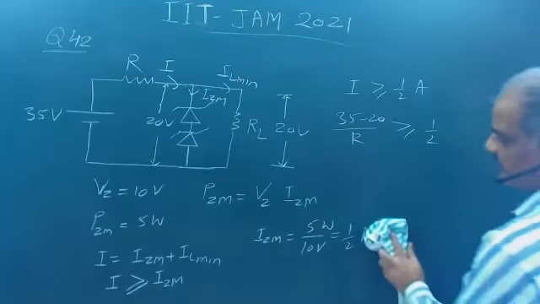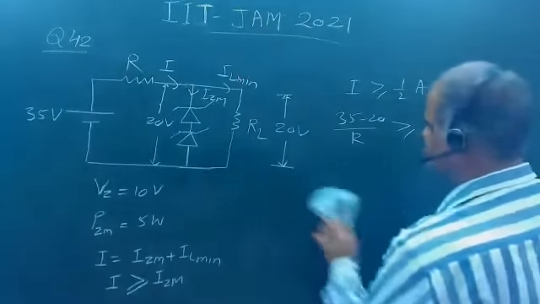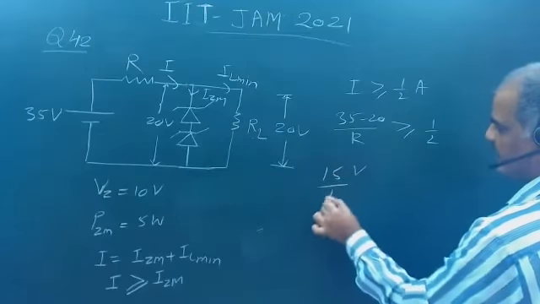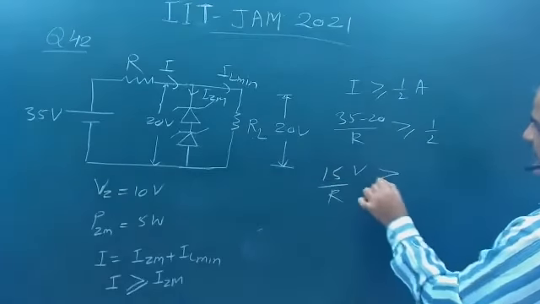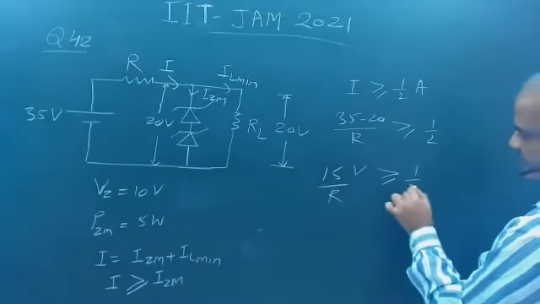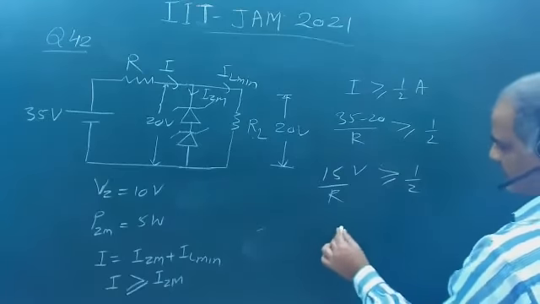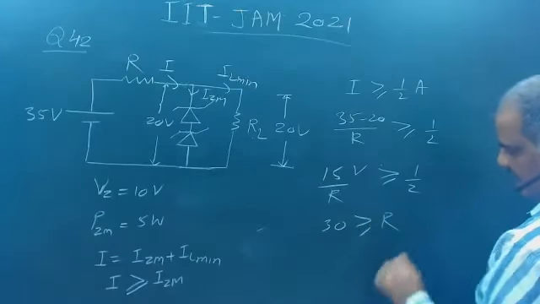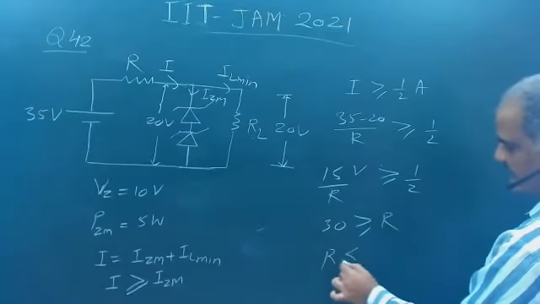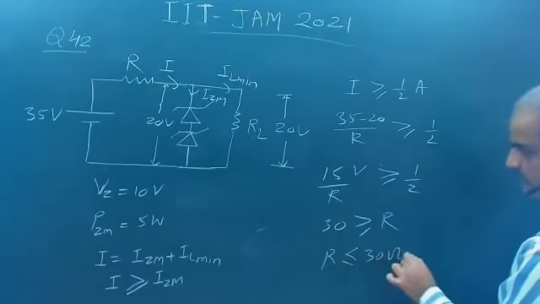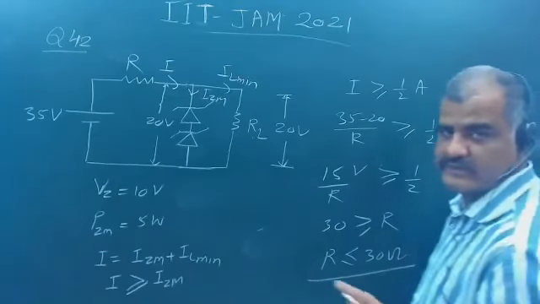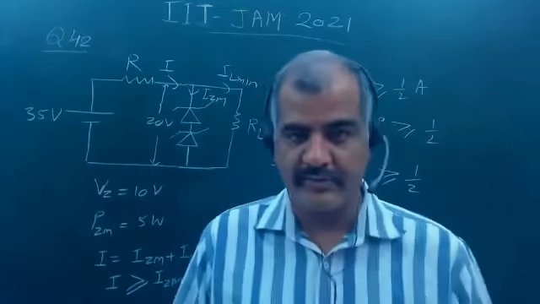So we have 15 volts divided by R, greater than or equal to half. If I solve for R, then 30 is greater than or equal to R. That means R is less than or equal to 30 ohm. So this is the answer for this question. Thank you very much.